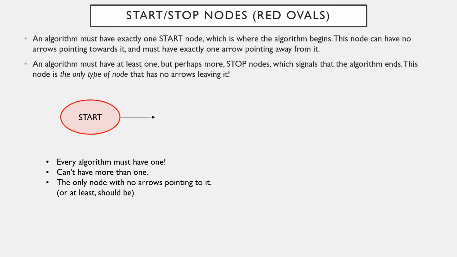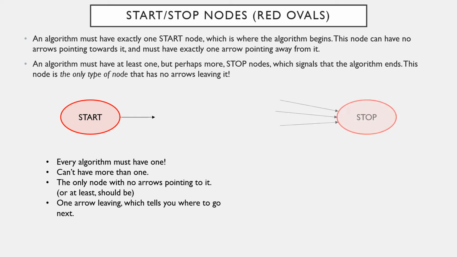Okay, and this should be the only node with nothing pointing to it. If there's another node in your graph with no arrow pointing to it, then you're never going to get there, and it doesn't need to be in there to begin with. It's not illegal to have other nodes with nothing pointing to it, it's just bad practice. It has one arrow leaving, which tells you where to go next.